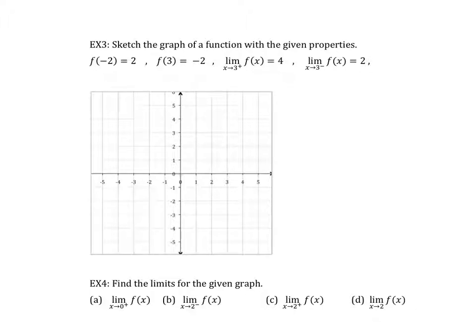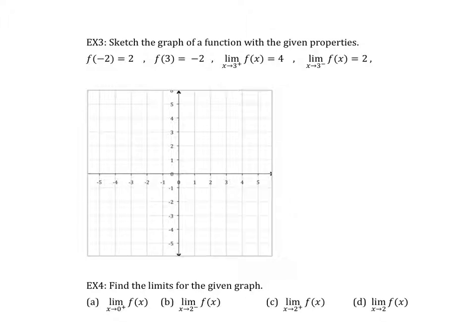So if we look at f of -2 equal to 2, then at -2 we have this point (-2, 2). So that's done. f of 3 equal to -2 means when x is 3, y is -2, and we have another point. So we also have this criterion that as we approach 3 from the right, our function is going to approach 4, a positive 4.